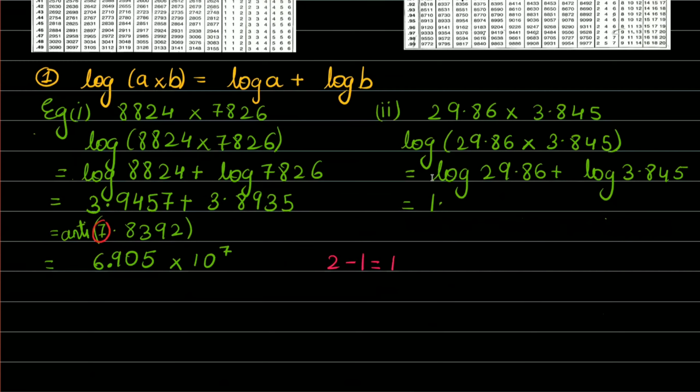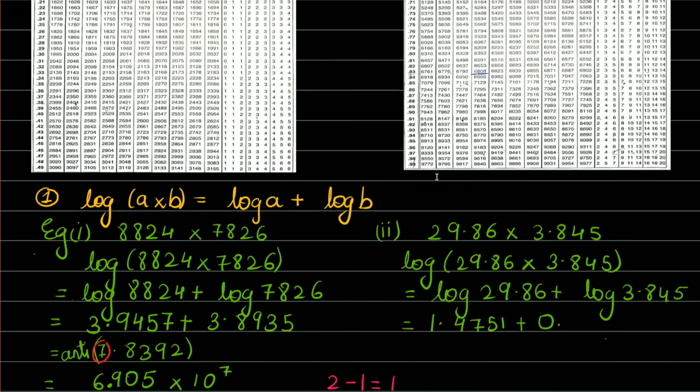We have got the value 4751. Again, we have to write this for 3.845. The number before the point is 1, that is 3. So 1 minus 1 will be equal to 0. So we are going to write over here 0 point.